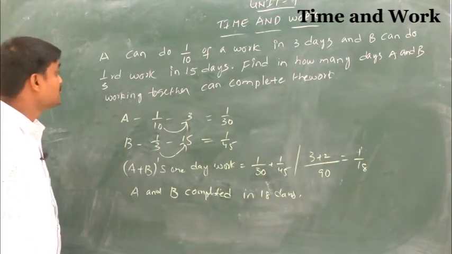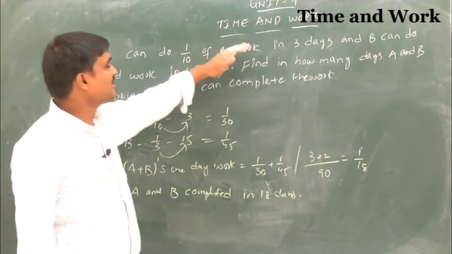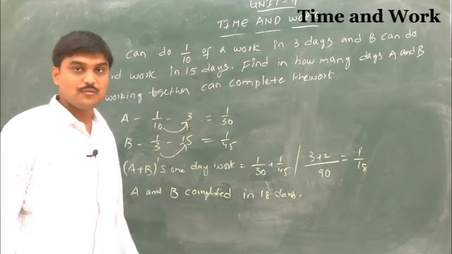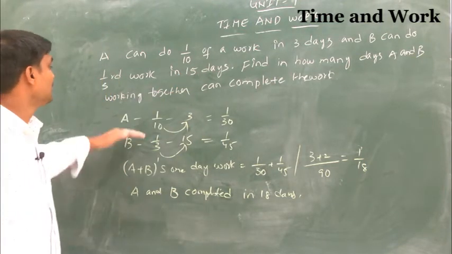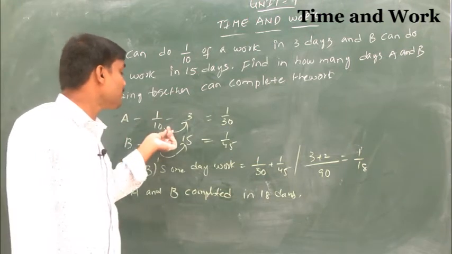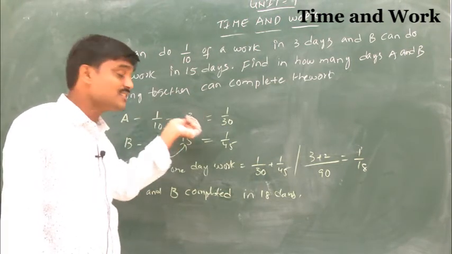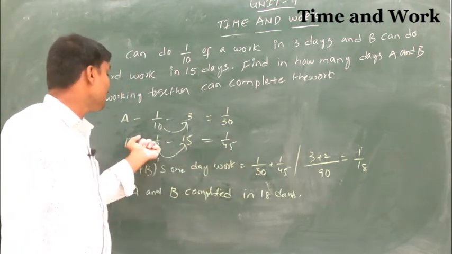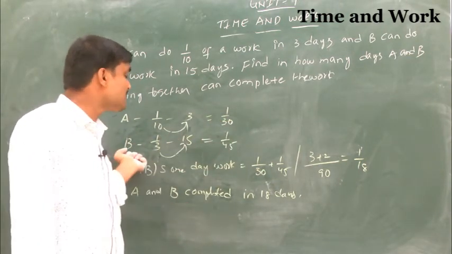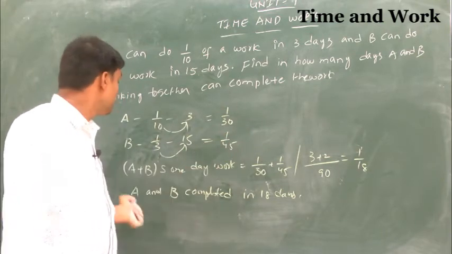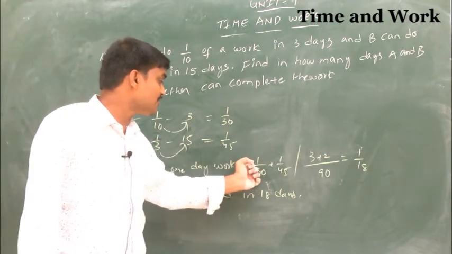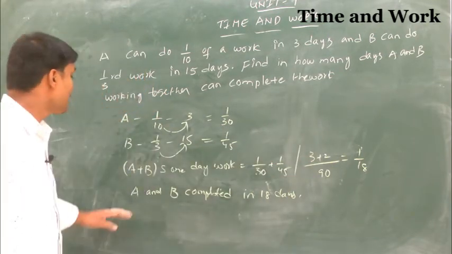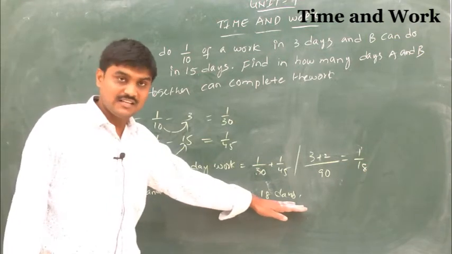Once again, A can do 1 by 10th of a work in 3 days and B can do 1 by 3rd work in 15 days. So both complete the work in how many days? That means A is 1 by 10th part of the work in 3 days. That means A's 1 day work is 1 by 30. So B 1 by 3rd work in 15 days. So B's 1 day work is 1 by 45. So A plus B's 1 day work is 1 by 30 plus 1 by 45. That is 1 by 18. So A and B complete in 18 days.